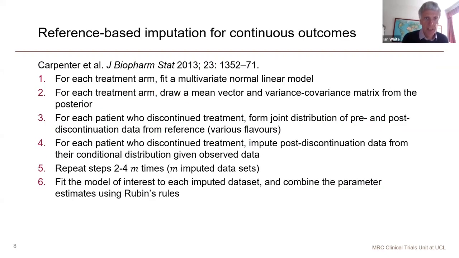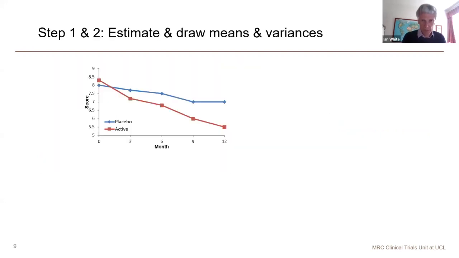I won't go through this in detail, but this is the scheme from a paper by James Carpenter, which introduced this idea. I'm going to go through these pictorially, using slides which I think I may have nicked from Susie at some point, in which case, thank you, Susie. To begin with, you analyze the observed data. Remember, we're considering the situation where all the data are on-treatment data, so this is basically an analysis for a hypothetical estimand. We would fit a multivariate normal distribution to the placebo and the active arm.